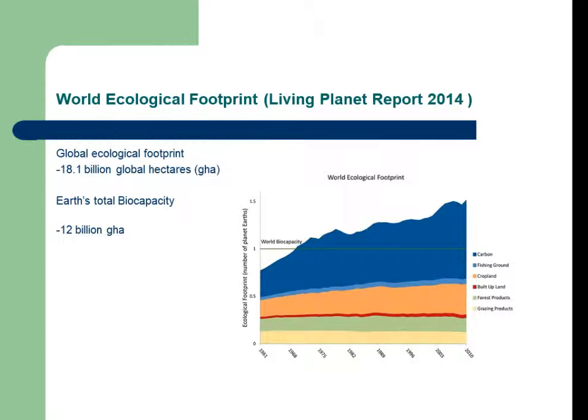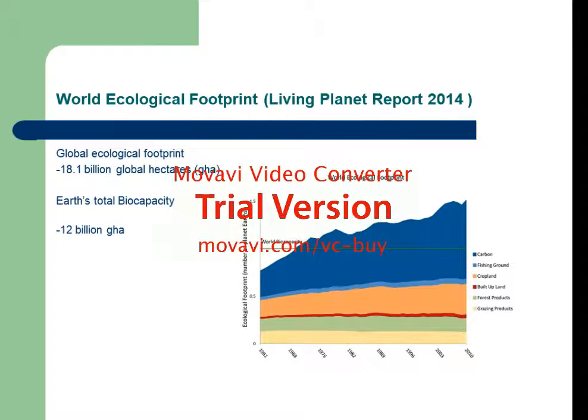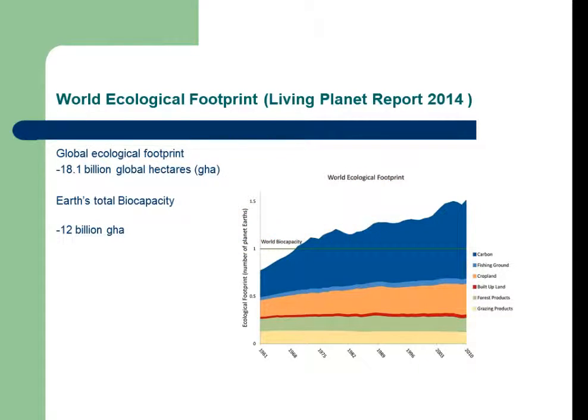The bad news is that there were only 12 billion global hectare available. This means that in 2010 people use about 50% more natural resources than the planet could generate. The message is clear and urgent: we need to consume less if we are to live within the regenerative capacity of the earth.